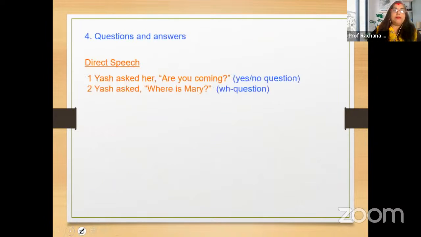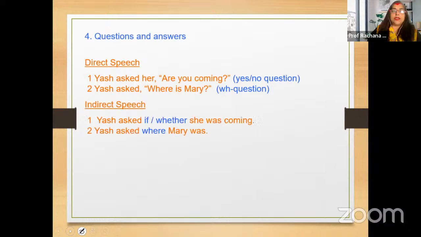How these are some examples. How do we do it? Yes and no questions. So Yash asked, are you coming? I just now gave you an example already. We'll just read this sentence so that I can take up a bigger sentence right now. So if the question is with are you coming, then Yash asked if she was coming. Yash asked where Mary was. Always take the auxiliary verb in the end of the question. So then it will make it as a sentence when it is a WH word.